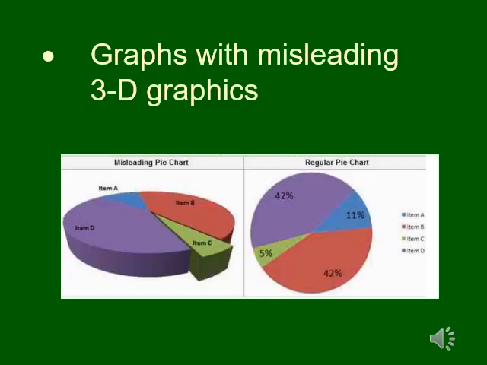I said earlier that something you always want to avoid is 3D graphics. That's because 3D graphics make big things seem bigger than they are, and they can make small things seem smaller than they are. Here are two different pie charts that are again showing the exact same information, but on the left, the green sliver looks a lot bigger than it does on the right because it's three-dimensional and it's popping out of the graph. The blue one, part A on the left, looks smaller than it actually is because it's in back, hidden behind, so it's harder to see.